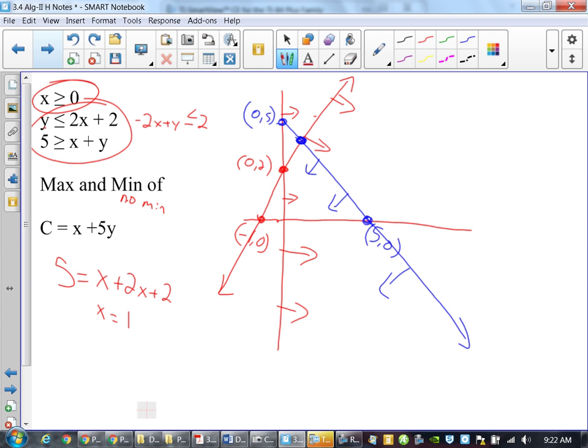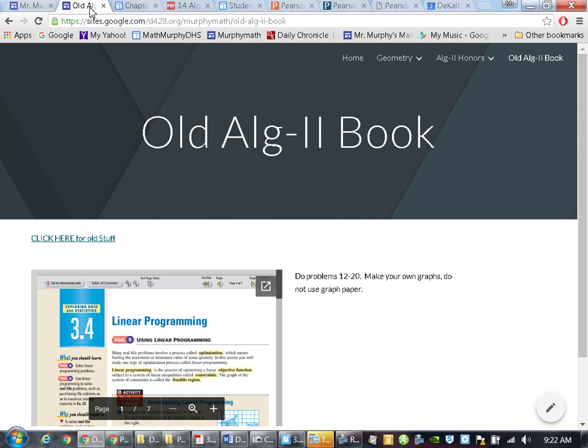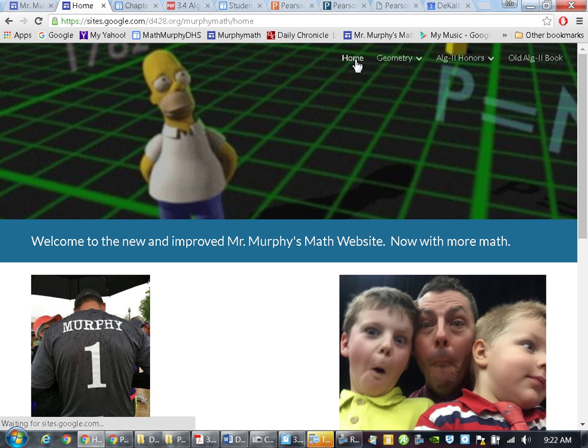We're running out of time. I need to show you really fast where to find the homework for tonight. I only want you to do a couple of them. What I did here for today is that the textbook we have right now isn't all that great for these style problems, so I'm going to supplement with the old material. Hence the tab that says Old Algebra 2 book.